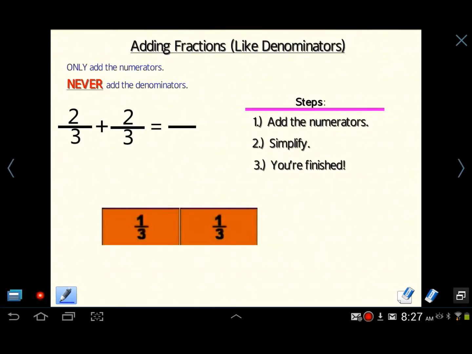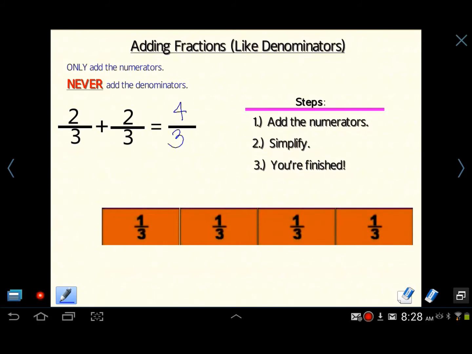Okay, here's another one. Now we're adding 2/3 plus 2/3. So I have 2/3 right here. 1/3 plus 1/3 is 2/3. And I'm going to add another 2/3. What do we have? Now this is where modeling might get a little tricky. We have 4/3.